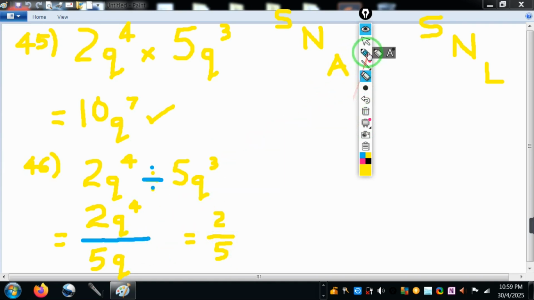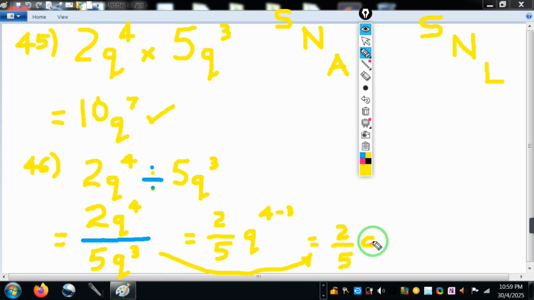So, wait, I haven't taken the pen. Alright, the pen. This will be 3. So on top is 4. Downstairs is 3. So division means minus. You can show the working if you want, but normally we don't need that. We can straight away jump. Now you can jump. But don't jump too many steps, because they can't give you marks if you do not show the important points. So just put here q.